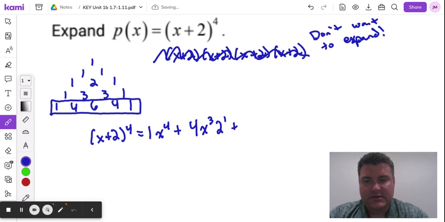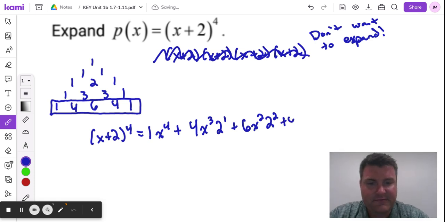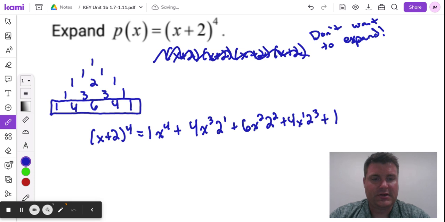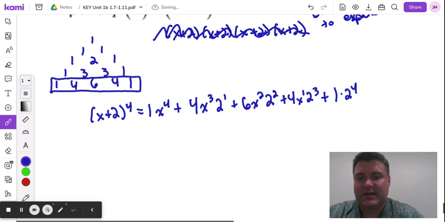Plus 6x squared times 2 squared, because the 2's are increasing in power, the x's are decreasing. Plus 4, that's my next coefficient, x to the first, 2 cubed. Plus 1 times 2 to the fourth. That's a totally awesome answer. Let's go ahead and just make this look nice and clean and pretty.